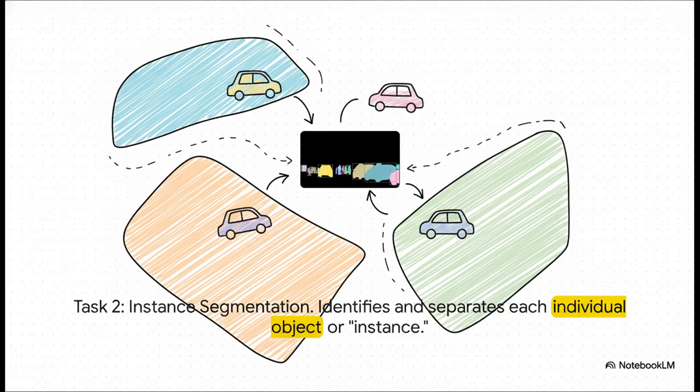And that's where the second task, instance segmentation, comes into play. This is the next level up. It doesn't just see a blob of car. It knows there's this specific car right here and that specific car over there. It actually identifies and separates out every single individual object or instance. And you can imagine this is super important for stuff like counting objects or tracking them as they move.